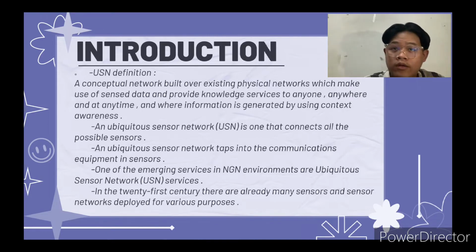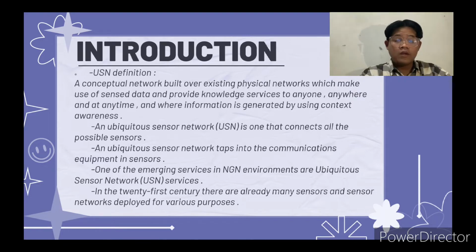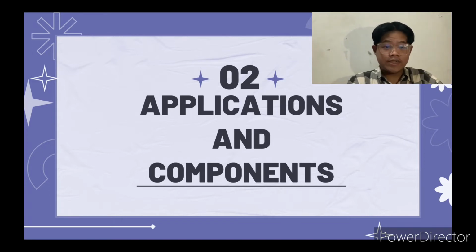Then, a ubiquitous sensor network taps into the communications equipment in sensors in its defined network or range and collects the data from sensors as well as controlling actuators. Wireless sensor and actuator networks, WSAN, the previous generation of sensor networks, can be easily incorporated into ubiquitous sensor networks. Ubiquitous sensor networks add scalability through mesh networking and use of tags. More than that, one of the emerging services in NGN environments is Ubiquitous Sensor Network Service, USN. Finally, in the 21st century, there are already many sensors and sensor networks deployed for various purposes, such as industry, public, and services. So, let's get into 02, applications and components.